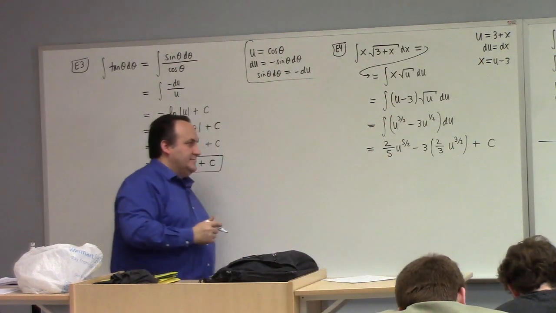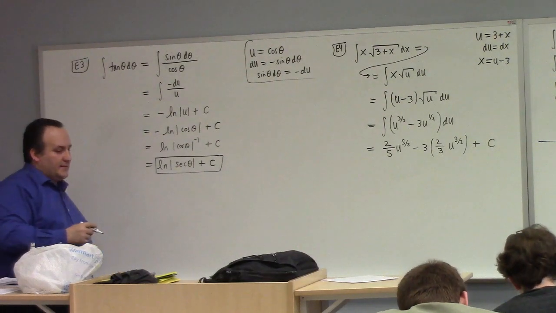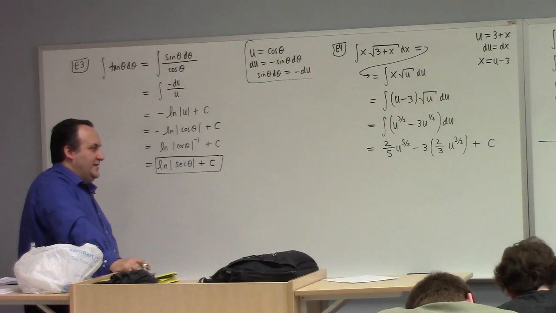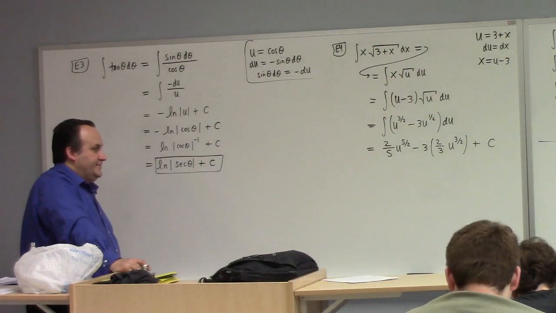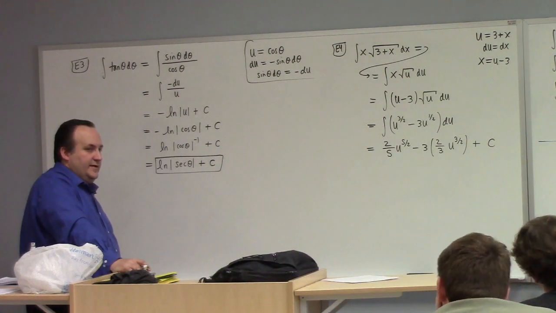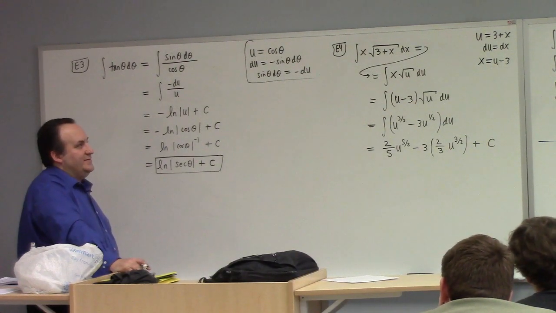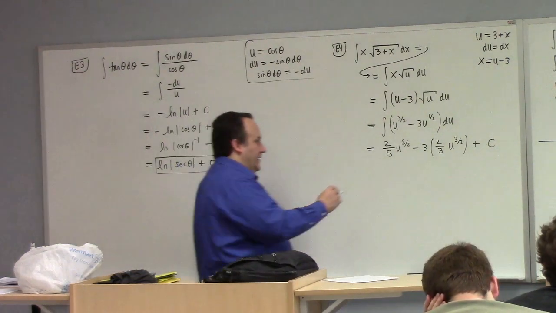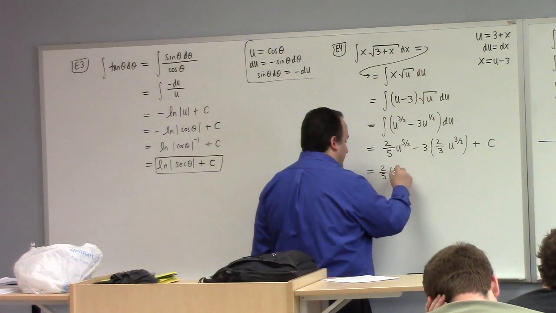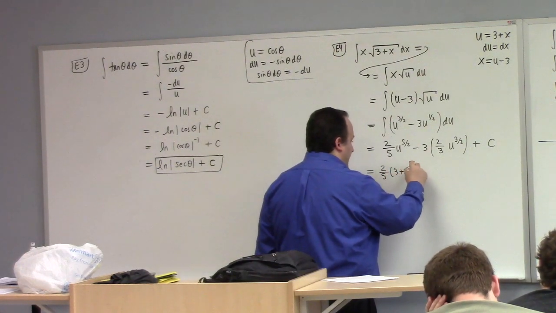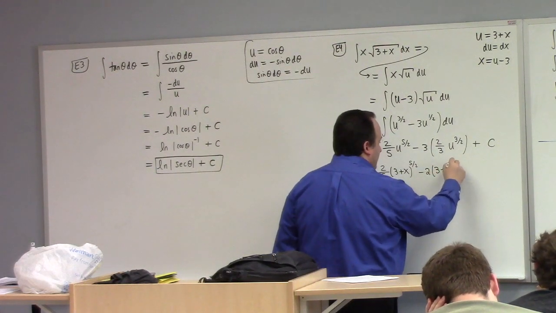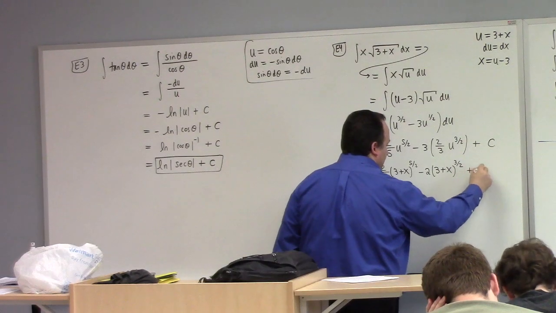This cough is slowing me down. I guess that's just as well. So the 3's cancel, right? And we don't want an answer in terms of u, so go back to what u is, 3 plus x, right? And here you go. The answer is 2/5 times 3 plus x, or if you like x plus 3, to the 5/2 power, minus 2 times 3 plus x to the 3/2 power plus a constant.